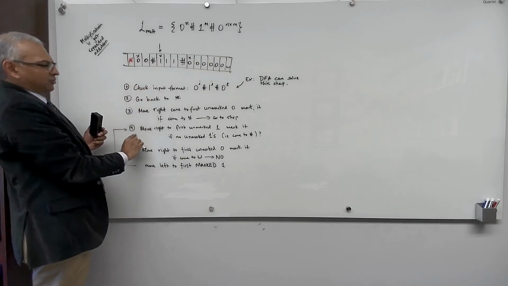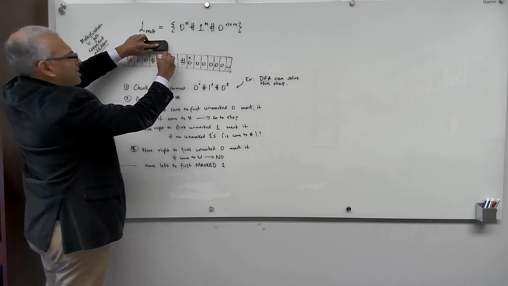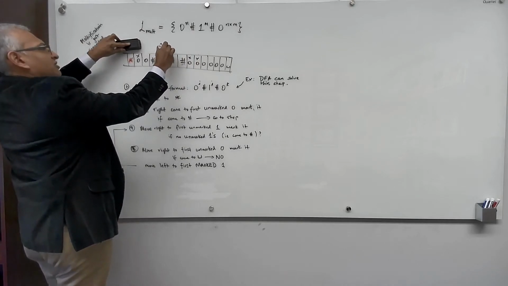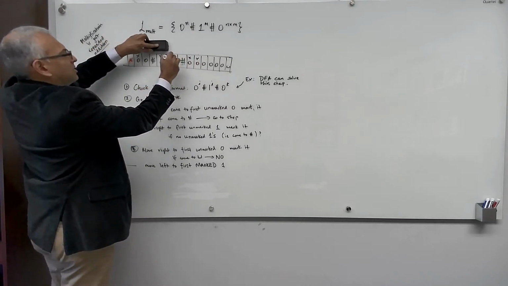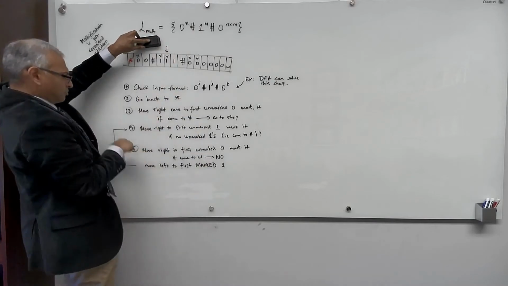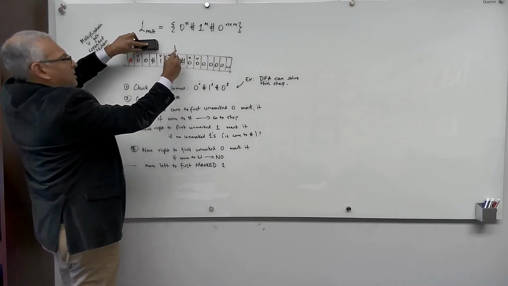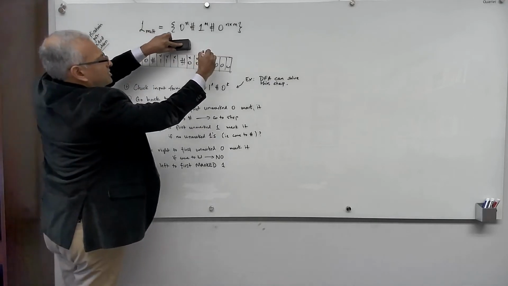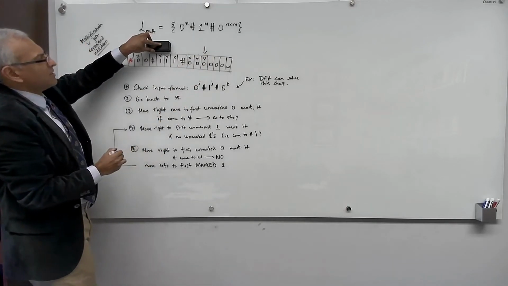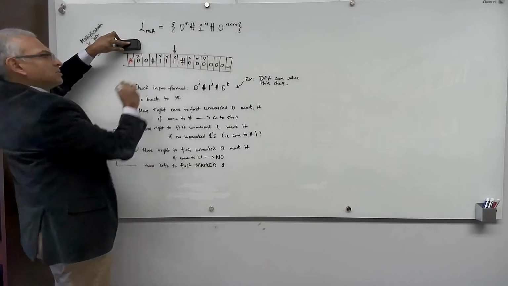So what does step 4 say? Move right to first unmarked 1. So move right to first unmarked 1. Okay, mark it. Move to the first unmarked 0. Okay, mark it. Move left to the first marked 1. Then come back to step 4. Move right to the first unmarked 1. Mark it. Then move right to the first unmarked 0. Okay, mark it. And then move left to the first marked 1, okay?